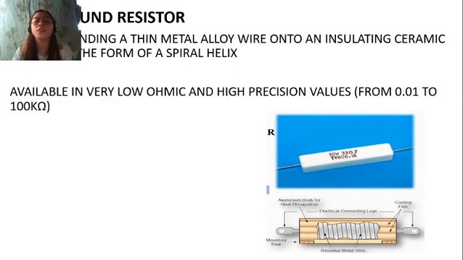So, wire wound resistor, ang itsura sa aton wire wound nga resistor, made by winding a thin metal alloy wire onto an insulating ceramic former in the form of a spiral helix. So, mayroon ito spiral helix. Available in a very low ohmic and high precision values from 0.01 to 100 kiloohms.